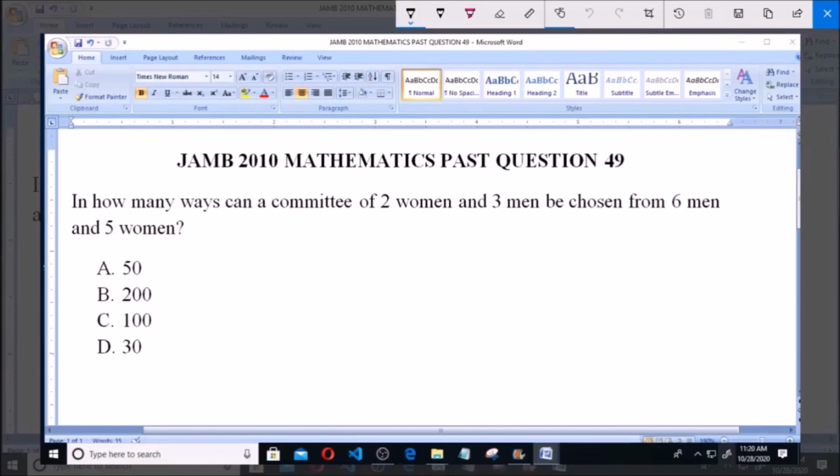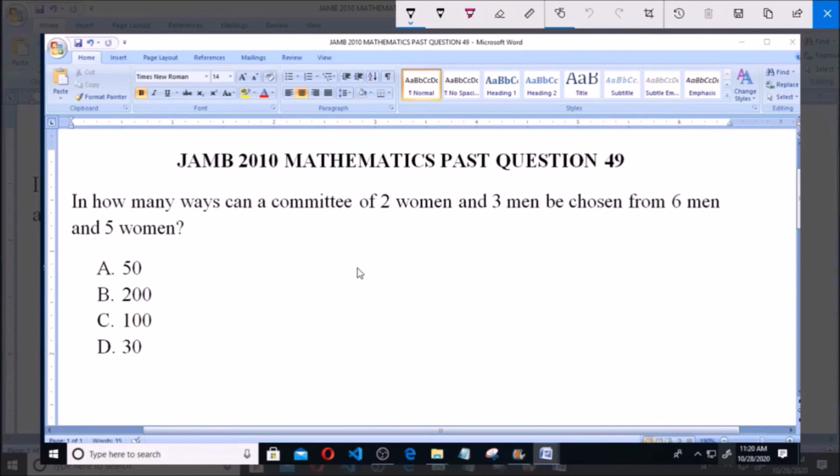I'll be answering JAMB 2010 Mathematics Past Question 49. In how many ways can a committee of 2 women and 3 men be chosen from 6 men and 5 women? A. 50, B. 200, C. 100, and D. 30. Now, this is a combination. We're trying to look for how to combine a committee of 2 women and 3 men, choosing from 6 men and 5 women.